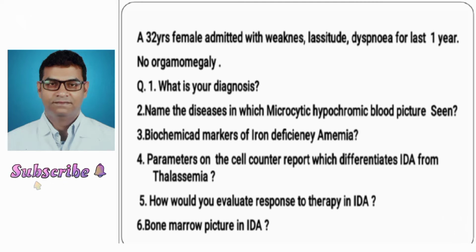What is the bone marrow picture in iron deficiency anemia? The bone marrow picture in iron deficiency anemia will be micronormoblastic erythropoiesis. The late normoblasts have persistent basophilia with fraying of the cell borders.